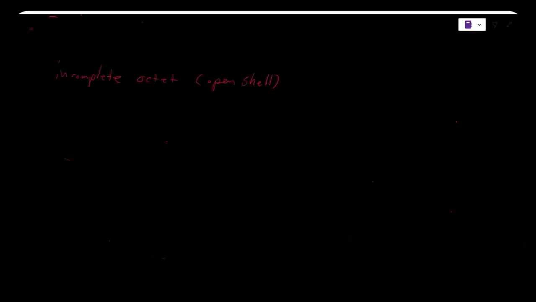An example of an incomplete octet would be with the element boron. Boron has 3 valence electrons. A common molecule is boron trifluoride. Each fluorine has 7 valence electrons, and they bond to the boron like this. There are 2 electrons in a sigma bond, where fluorine has 8 valence electrons. The second bond has 2 electrons, where it would have a single bond.